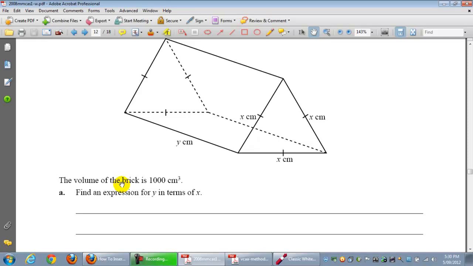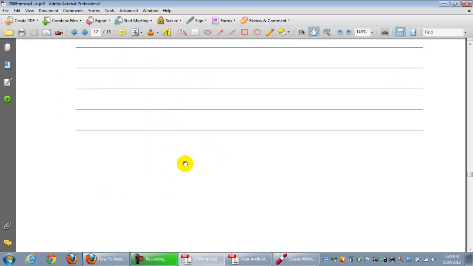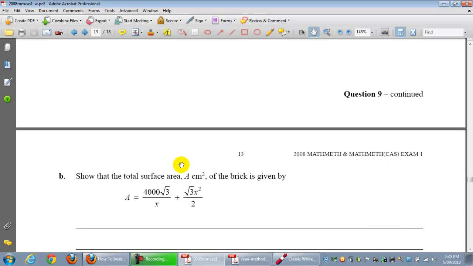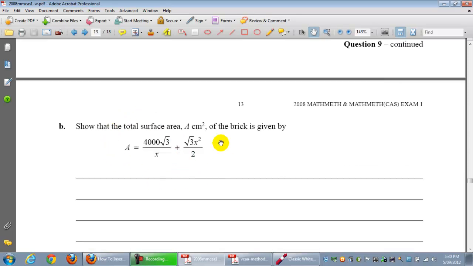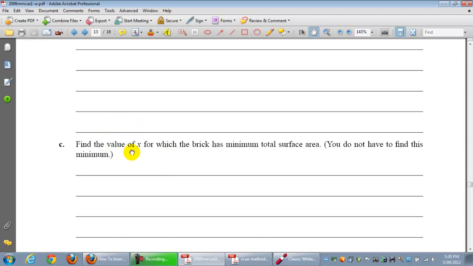And they've given you the volume. Now be very suspicious. Why would they give you the volume? Well, we'll find out in a moment, but they've asked us to find an expression for y in terms of x. Then you go down the question and they've asked you for the total surface area. And finally, they've asked you for the value of x for which the brick has a minimum surface area. And they actually tell you, you don't have to find this minimum.